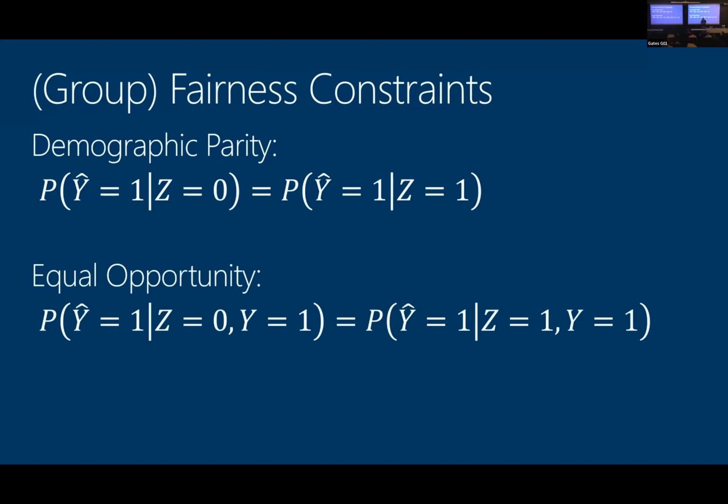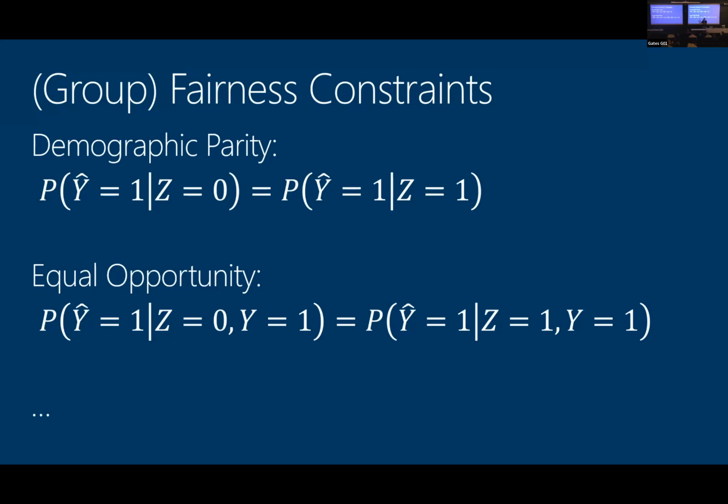Then again, I want the same thing. I've added a condition on the true label Y and gotten a different definition, sometimes called equal opportunity. And there's a whole profusion of different group fairness definitions. These are probably two of the most common, but there are many, many more.